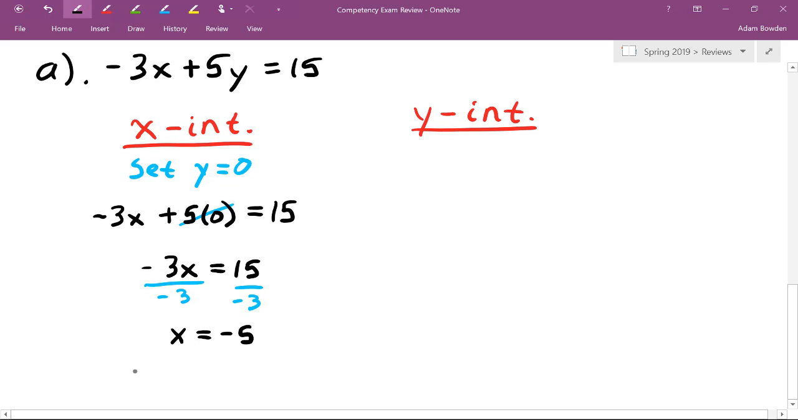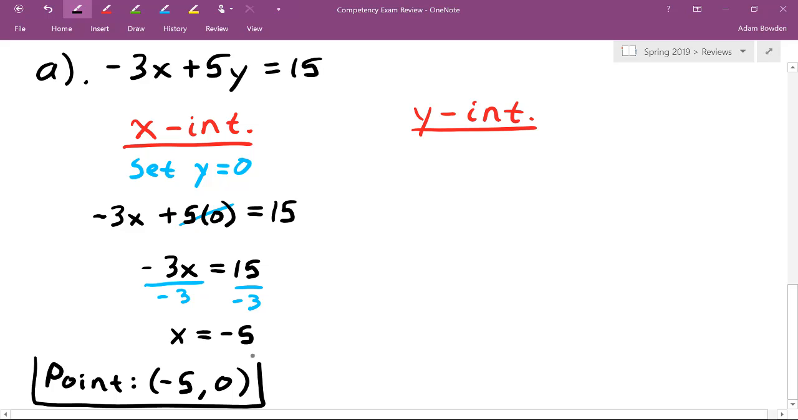And now that tells us that our x-intercept is a point with negative 5, 0. Since we found x to be negative 5 and y is 0 when we do the x-intercept. And so that's the coordinate that we'll use for graphing the x-intercept.